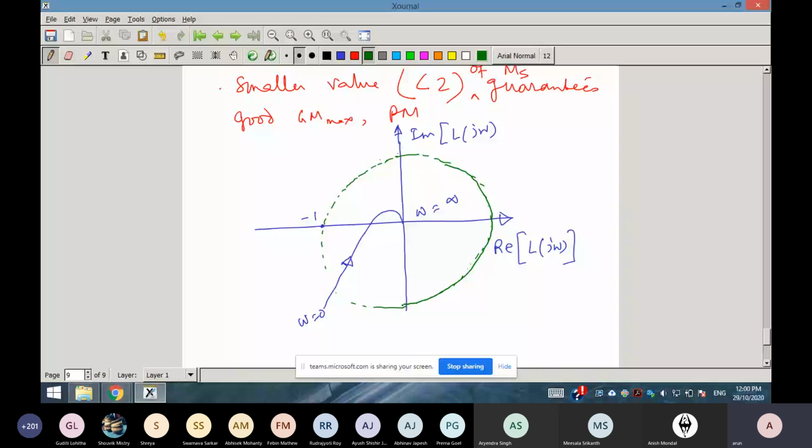So here, proof using a typical Nyquist plot, that I should write. Proof using a typical Nyquist plot. In the plot, I have just written. So here, what is your GM max? So this distance will be 1 by GM max. This distance, right? So this is 1 by GM max, and what is your phase margin?